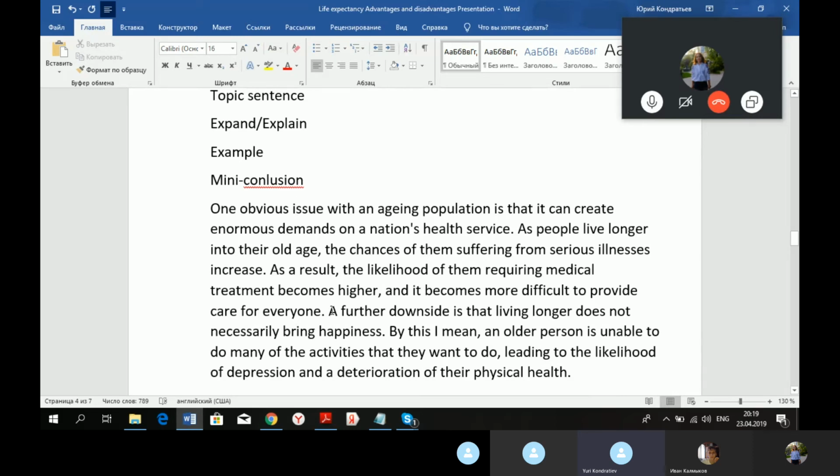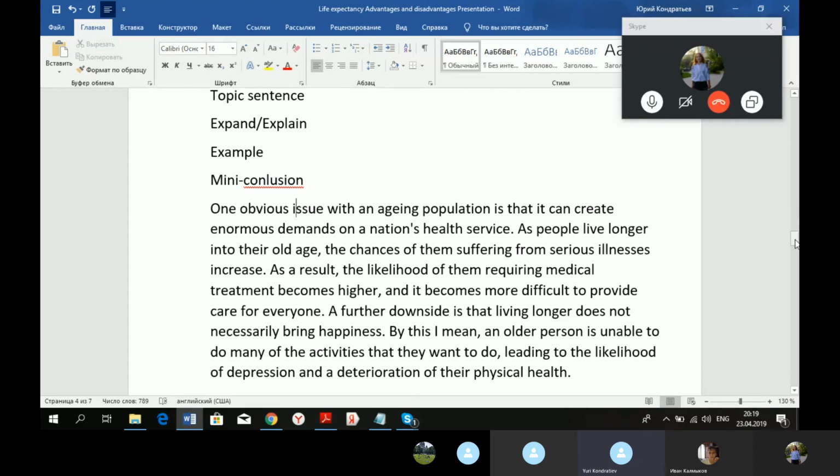A further downside is that living longer does not necessarily bring happiness. And then I explain it. By this, I mean an older person is unable to do many of the activities that they want to do, leading to the likelihood of depression and deterioration of their physical health. Deterioration means something becomes bad or worse. All right.